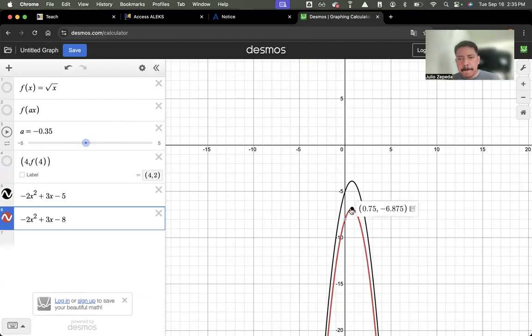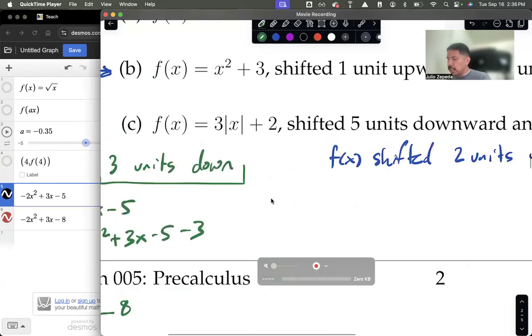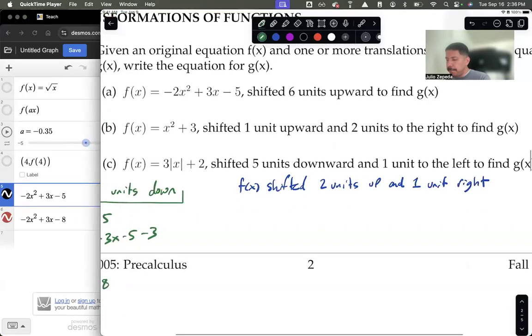Okay. Yeah, at least at that point, the x value is the same, the y value is 3 units lower. That's true for every point on the graph. All right, nice. Let's look at one that's a little bit more complicated, and this will be the last one.